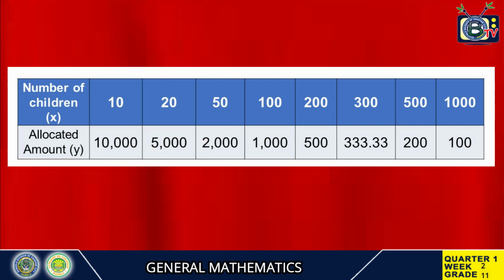What about for 50 children in the barangay? It's 2,000 pesos each child. What about for 100 children in the barangay? We have 1,000 pesos. For 200, we have 500 pesos. For 300 children in the barangay, 333 pesos and 33 centavos. For 500 children in the barangay, the allotted amount for each child will be 200 pesos. For 1,000 children in the barangay, the allotted amount is 100 pesos.